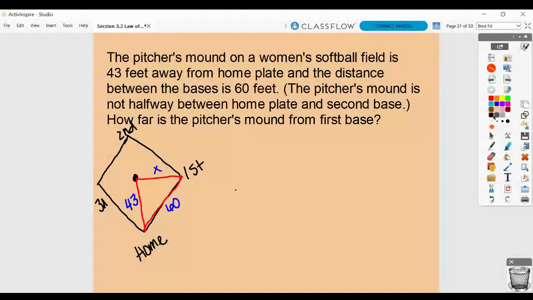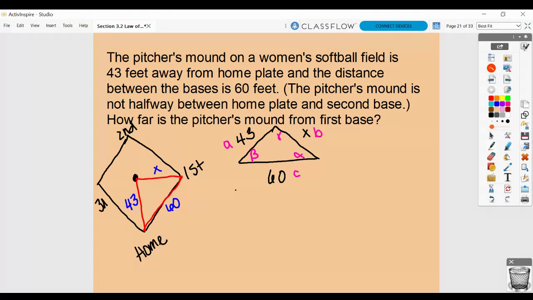So let me redraw this so it looks a little bit better. Now I did tilt this triangle a little bit. So here is 60, here's 43, and then there's the X. So we can say that that is side B, side A, side C, if you want to look at what we've been working with in the triangles.